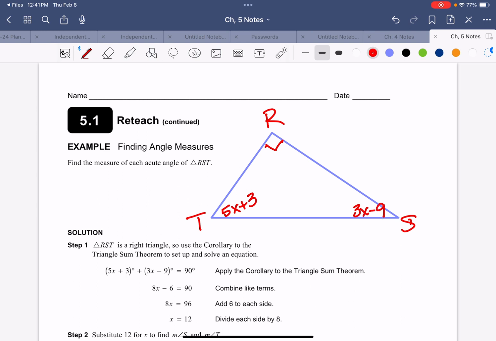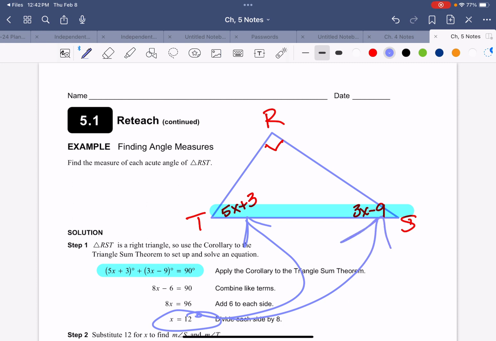Now, I can go through the trouble of saying angle T plus angle S plus angle R equals 180, or I can use my right angle theorem and just say that these two are equal to 90. So I can come back now, and you see it right down here, 5x plus 3 plus 3x minus 9 equals 90. So it's still the same math, I just saved myself a couple of steps. And we're going to find out that x is equal to 12. And now that I know that x is equal to 12, can I plug it back in to both of my expressions and know exactly what those angle measures are?